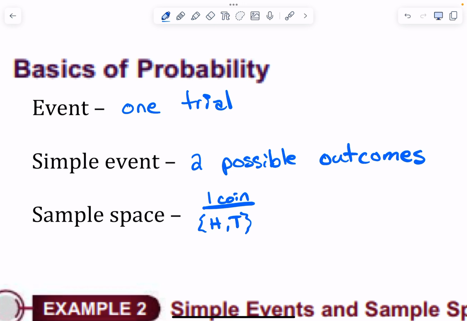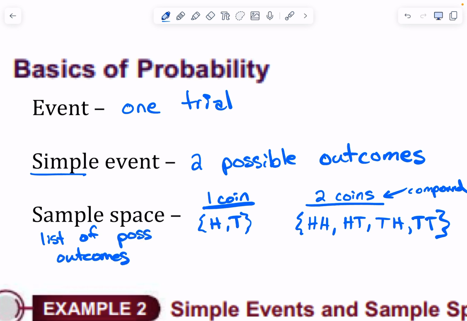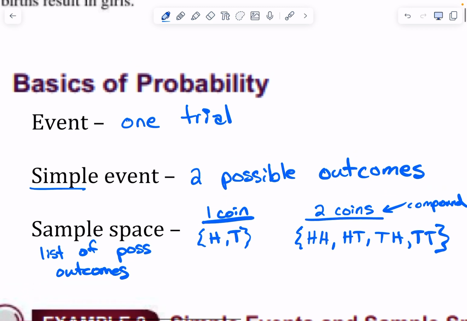All right, now if we go on to not a simple event, but like a compound event, okay? Let's say I have 2 coins and I want to list the possible outcomes that I could get with 2 coins. I could get a heads, heads, a heads, tails, tails, heads, or tails, tails. Yep. Those are the possible outcomes. This is a compound event. Sample space is a list of possible outcomes. So compound event versus simple event. Okay. Good.